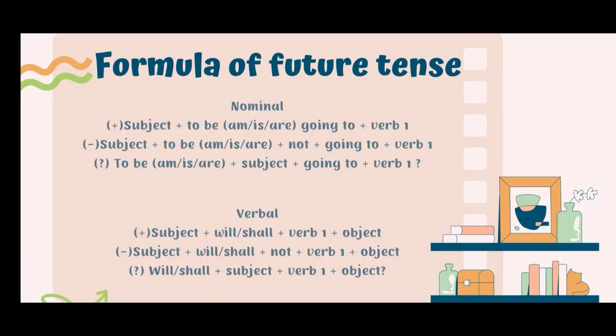Okay, so the next, the verbal formula of future tense. Positive sentence, subject plus will or shall plus verb 1 plus object. Okay, for the negative, subject plus will or shall plus not plus verb 1 plus object. And interrogative, will or shall plus subject plus verb 1 plus object.